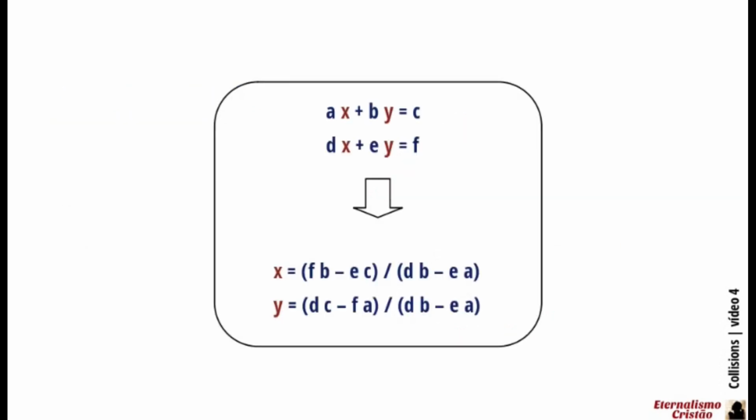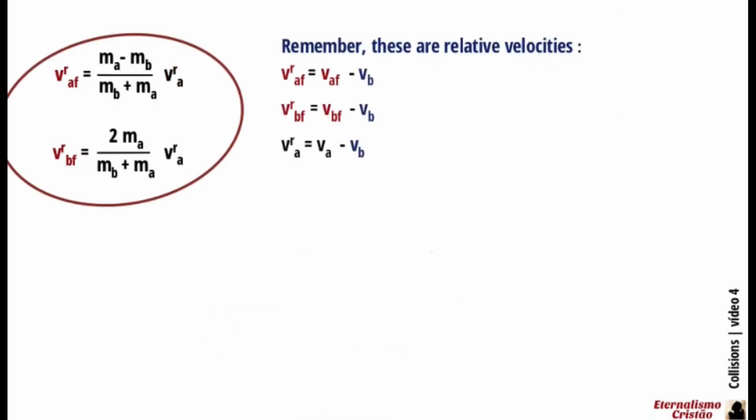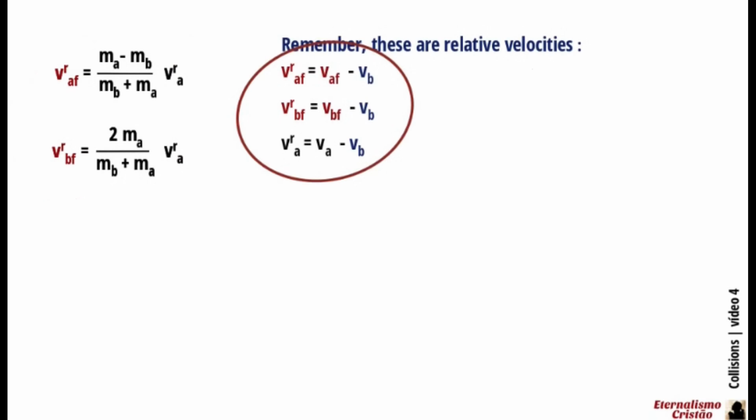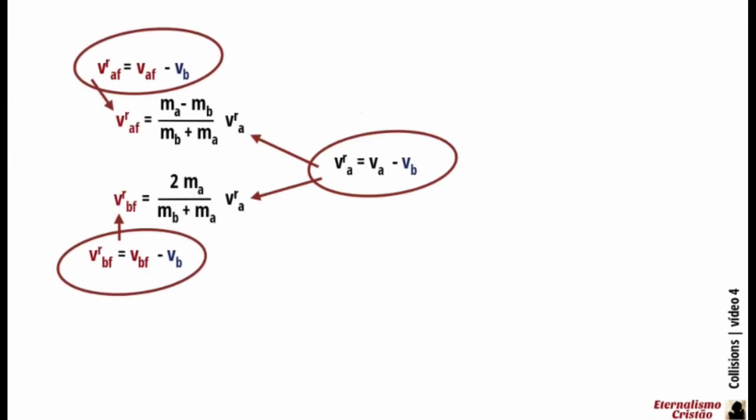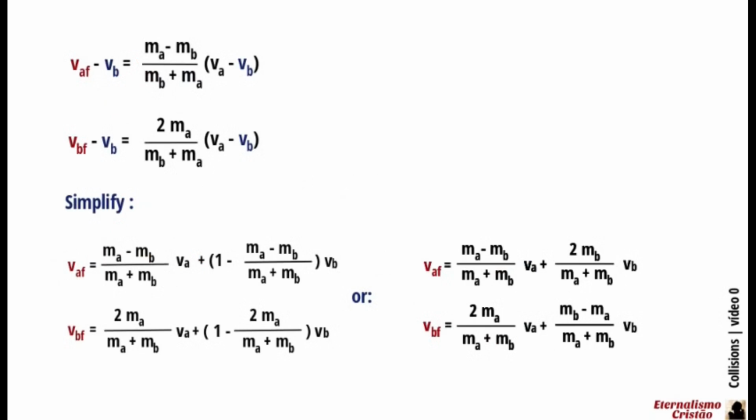Solve the system of equations. You can use the known algorithm. Remember, we are dealing with relative velocities. Substitute the relative velocities by their meaning. Simplify and you are done.